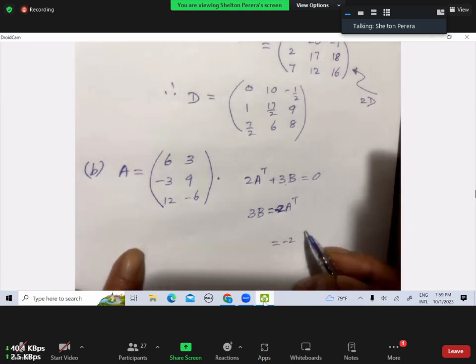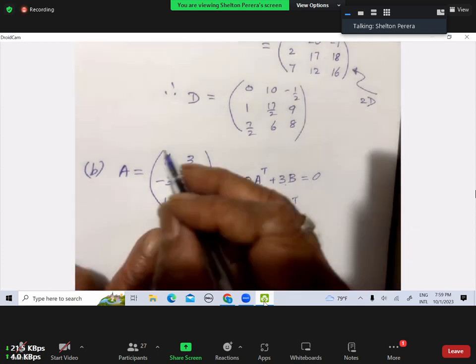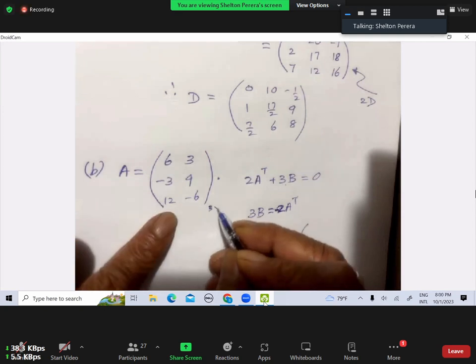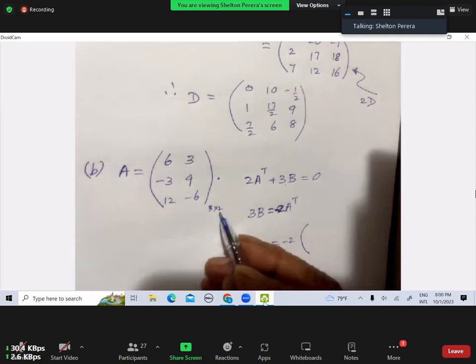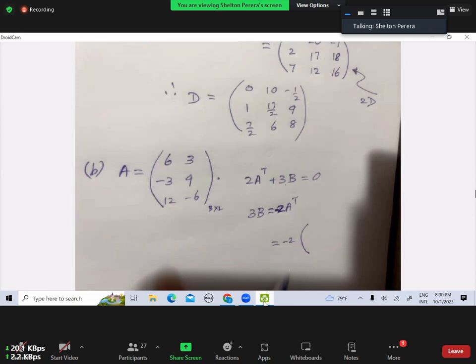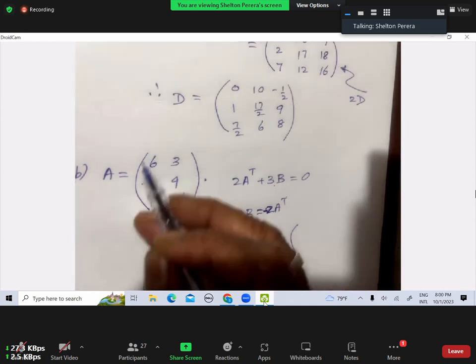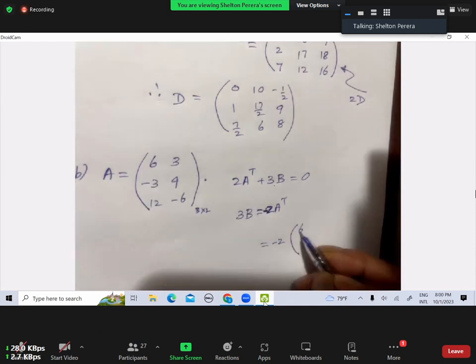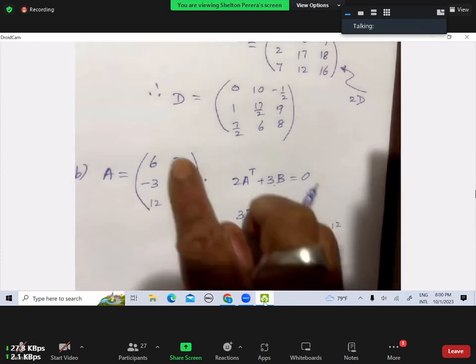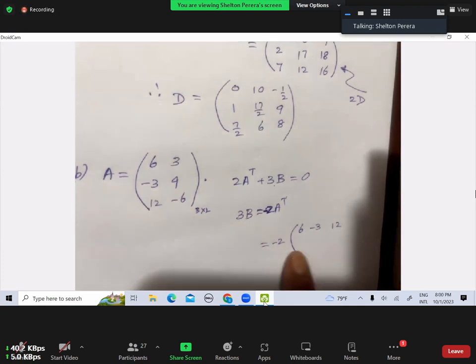So transpose, how do you do it? This is a matrix which is 3 by 2. Transpose is 2 by 3. First row becomes first column. First column becomes first row of the transpose. What is the first column? 6, negative 3, 12. The second column becomes the second row of the transpose: 3, 9, 6.